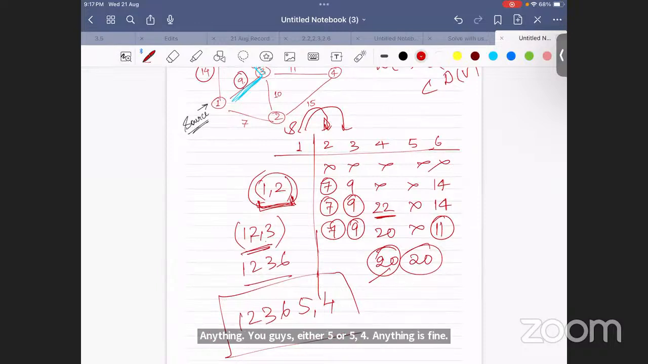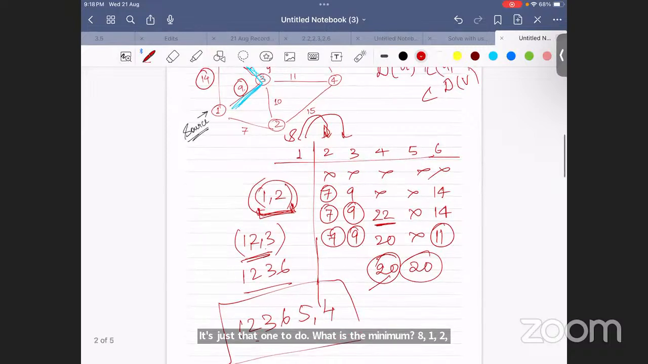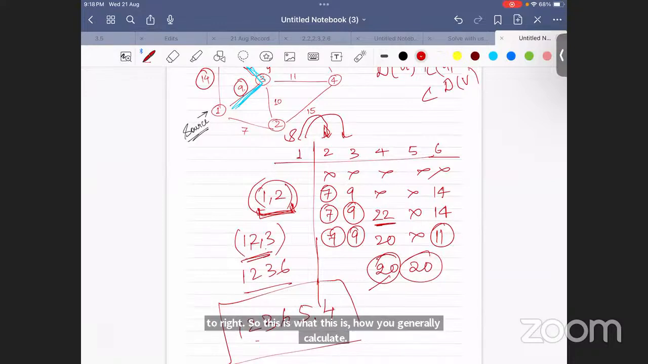Like this, there is no fixed route. It's just that for 1 to 2, what is the minimum weight? 1 to 3, 1 to 4, because this is the shortest path from one source to destination, right? So this is how you generally calculate the minimum weight from any source to any destination.